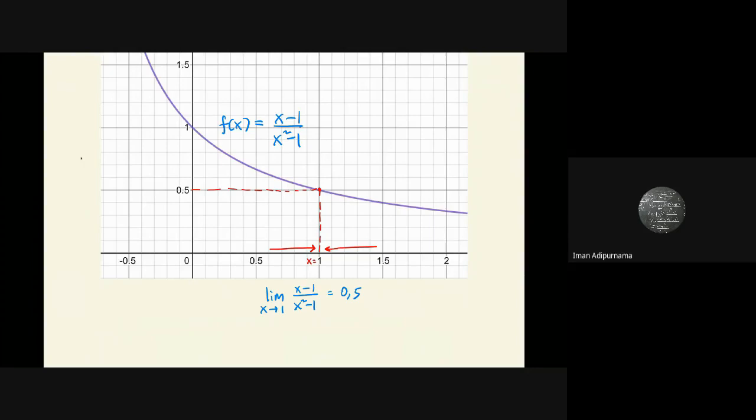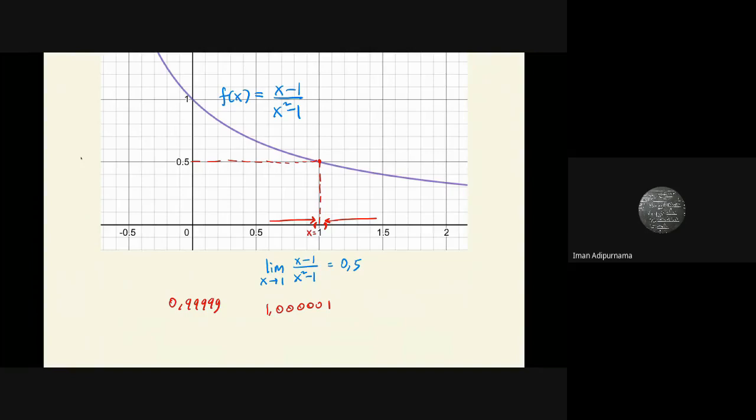You can also try, like I mentioned before, make some points here, maybe 0.99999, or maybe 1.000001, and you keep adding all the 9s, all the 0s, and you will get closer to 0.5. That's our proof from last week, right?